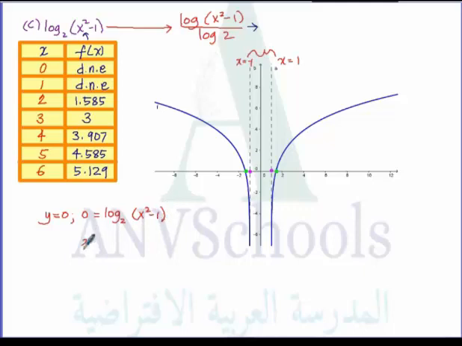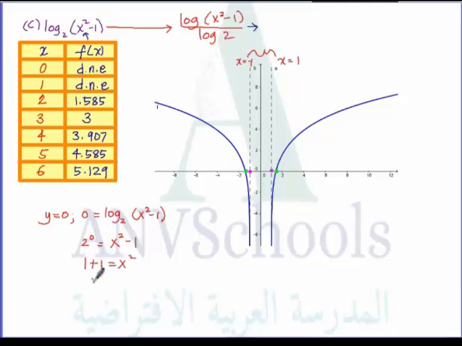And this will give us 2 raised to 0 is equal to log, or this will give us x squared minus 1. And 2 raised to 0 is 1. And so we transpose this here. So 1 plus 1 equals x squared.